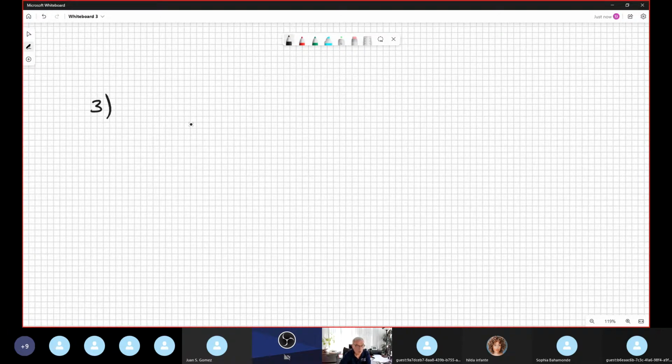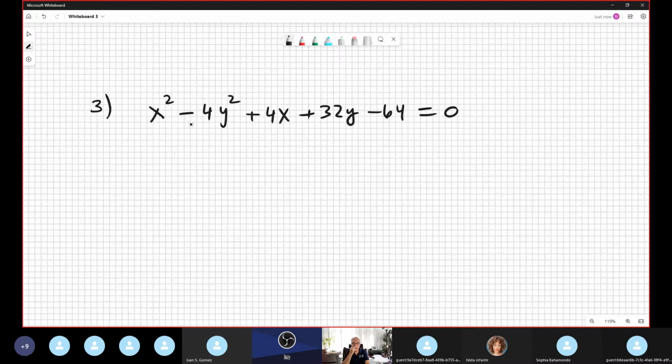Question: x squared minus 4y squared plus 4x plus 32y minus 64 equals 0. A completely disorganized equation, but I immediately identify the important part: x squared minus something y squared. Hyperbola.